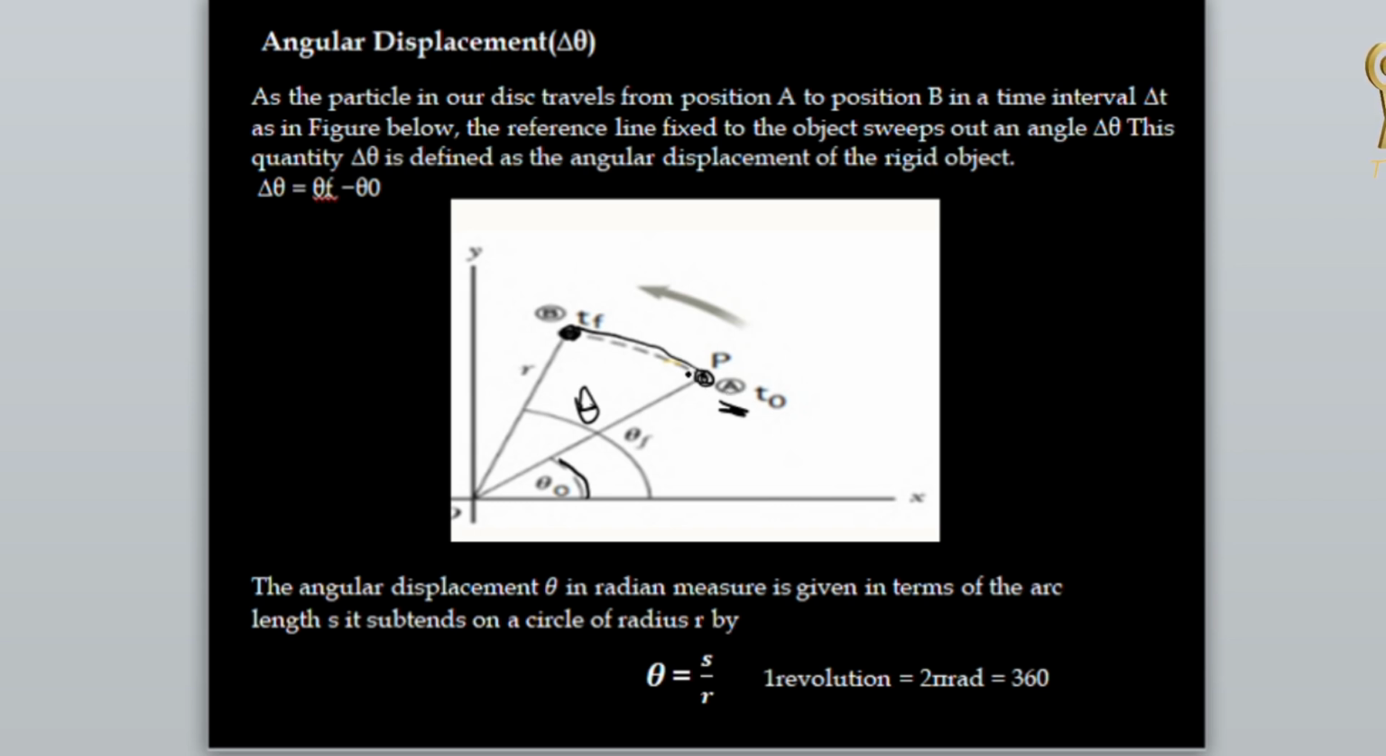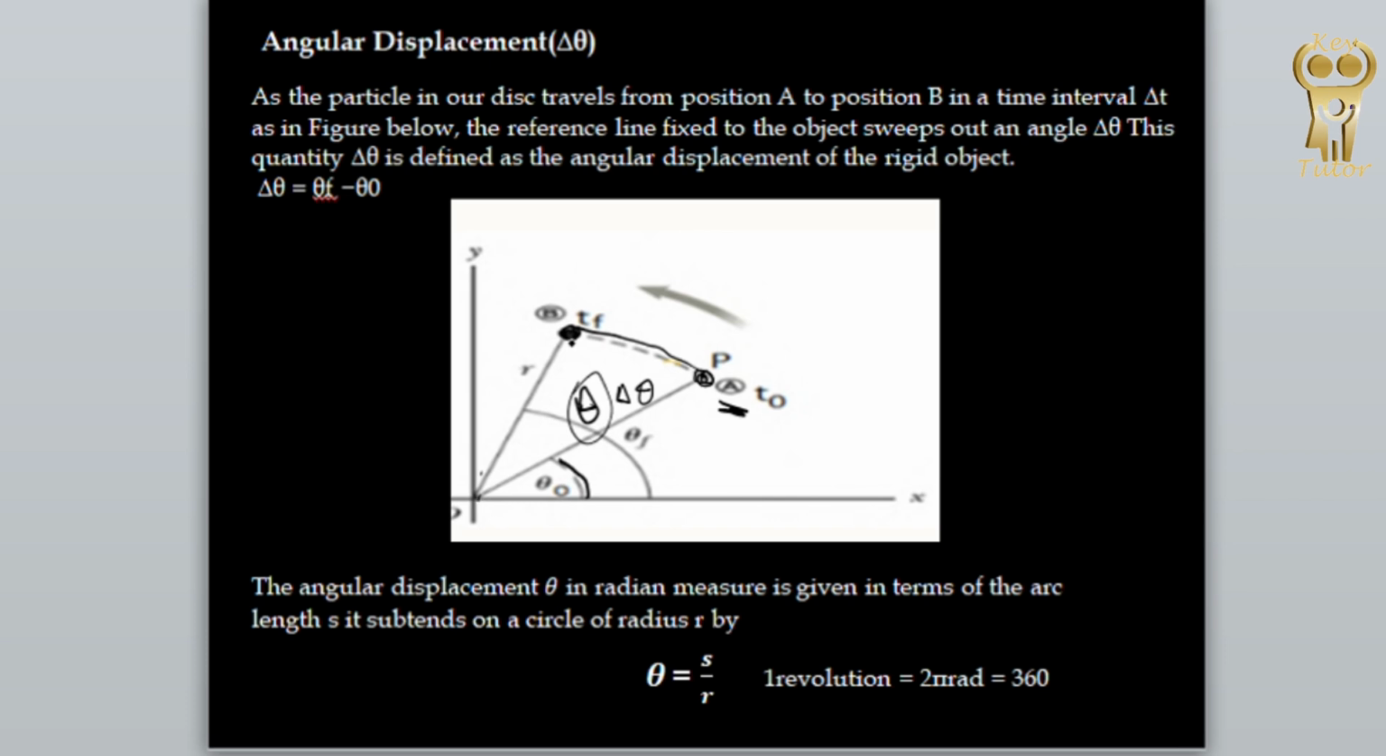If the object is shifted from point A to point B, it forms another angle with respect to the positive x axis, that is theta final. Therefore there is the angle difference between theta final and theta initial, which is called theta. This is change in theta. This change in theta is called angular displacement. Change in theta is equal to theta final minus theta initial.